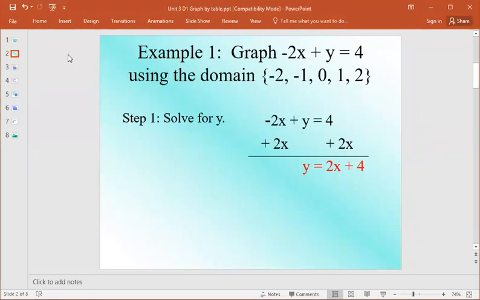So for example 1, we'd like to graph negative 2x plus y equals 4. And we're going to use the domain, or our x values, as negative 2, negative 1, 0, 1, and 2. So our first step is to solve for y. Now we've done this before, so we know our first step is to add 2x to both sides, and that gives me y equals 2x plus 4.